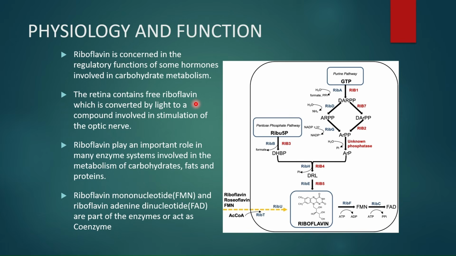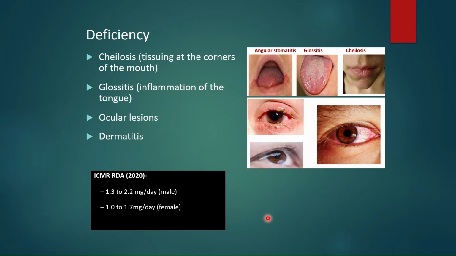Riboflavin mononucleotide (FMN) and riboflavin adenine dinucleotide (FAD) are part of various enzymes or also act as coenzymes. Deficiency of riboflavin may lead to cheilosis, fissuring at the corner of mouth, glossitis, that is inflammation of tongue, ocular lesions, dermatitis, etc. ICMR recommended daily allowance for riboflavin is 1.3 to 2.2 mg per day for male and 1 to 1.7 mg per day for female.